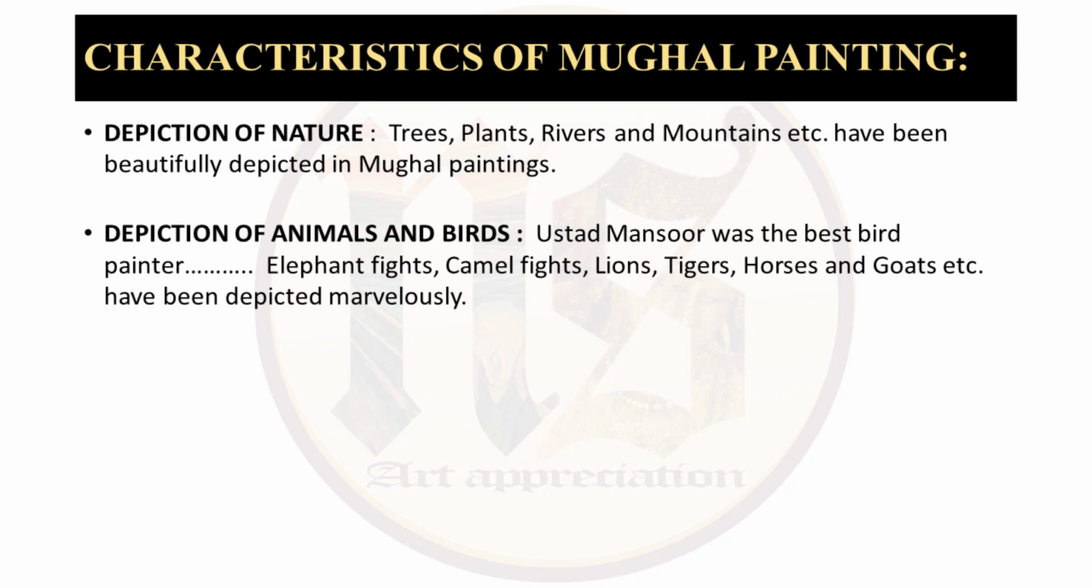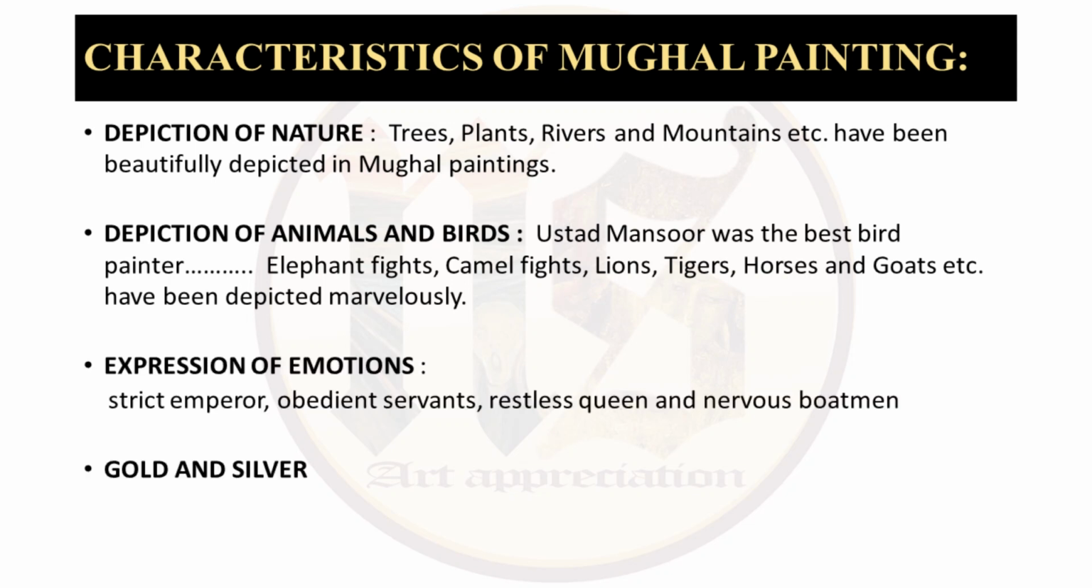The trees, plants, rivers, mountains, everything have been done very beautifully in Mughal art. The natural scenes, if there are 3 trees in a painting, every tree has been done accurately. In terms of birds and animals, we already know Ustad Mansoor, he was the best bird painter of his time. There is falcon on a bird rest in your syllabus, which is a good example. Then elephant fights, camel fights, lions, tigers, horses, goats, everything has been done, depicted very marvelously.